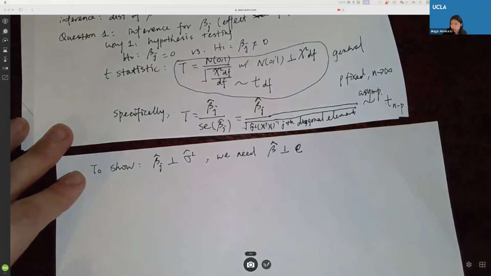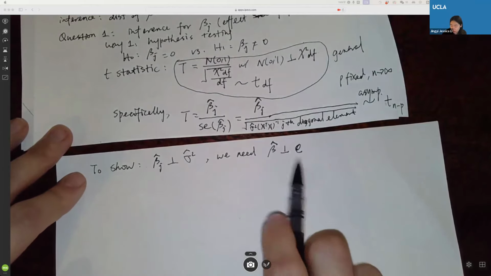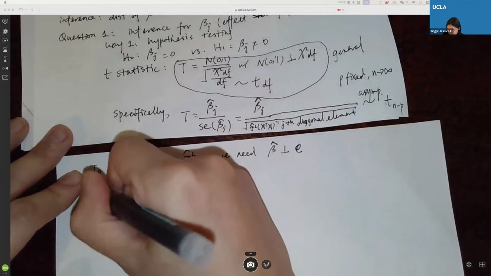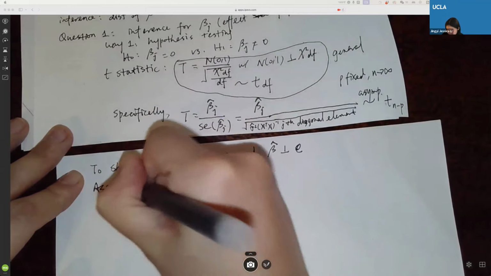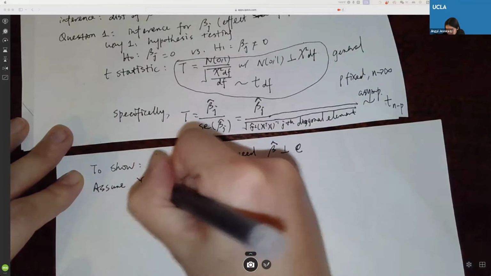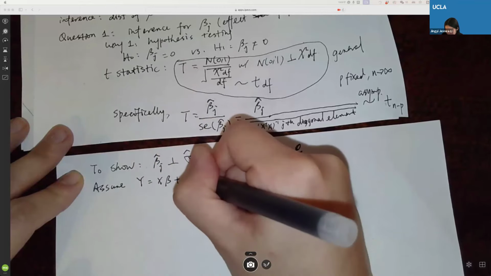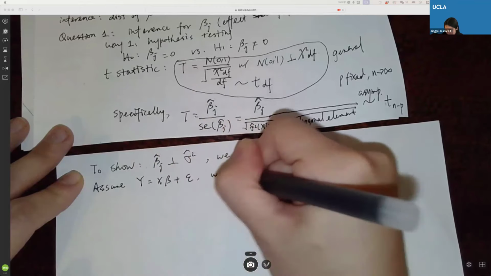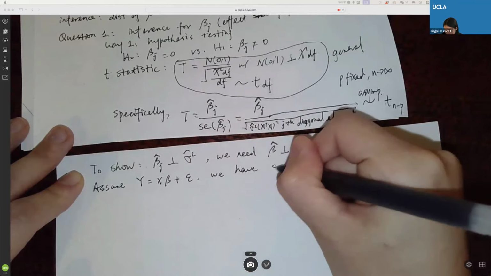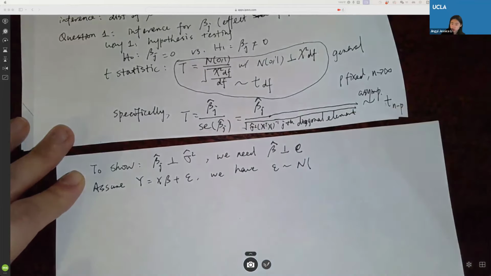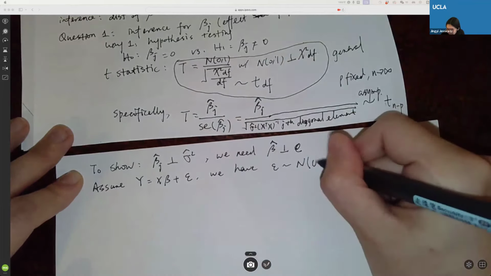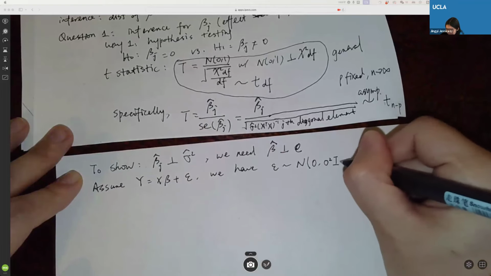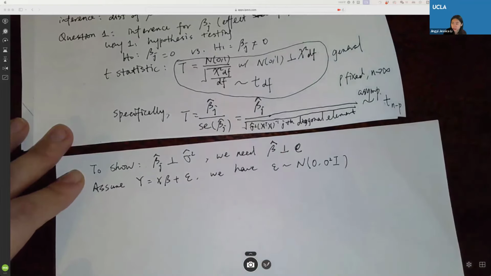Now we are under this normal distribution setting to make things simpler for us. So here we will just assume that in the model y equals x beta plus epsilon, epsilon follows an n-dimensional normal distribution with mean 0 and covariance sigma square I. Okay, so this I is n-dimensional.